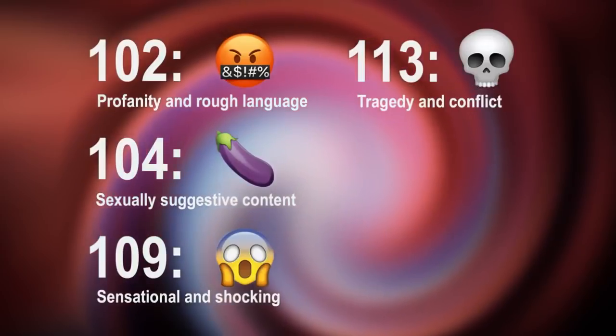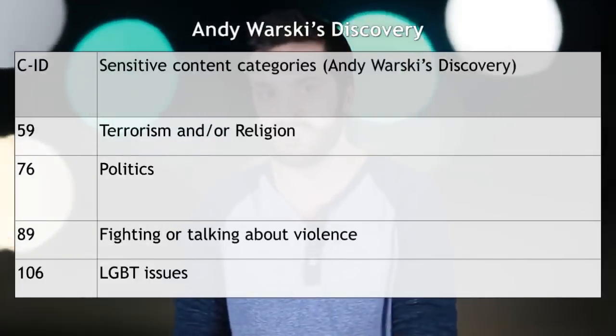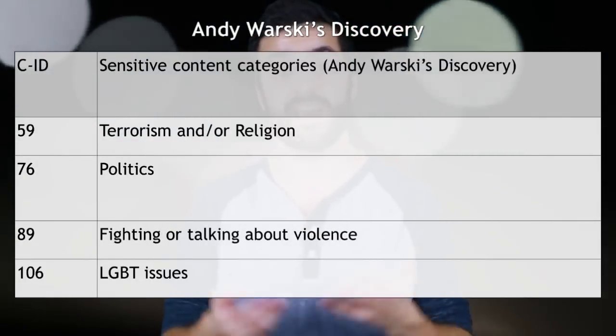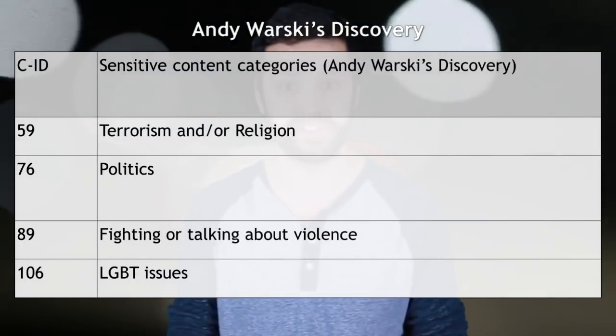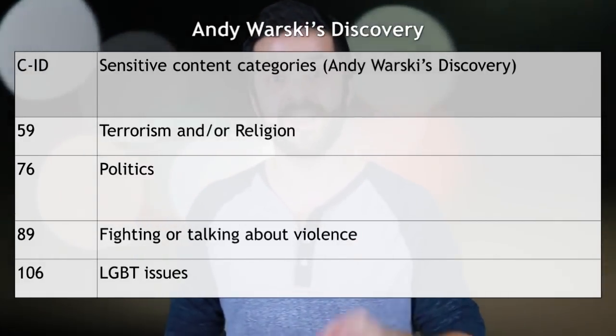Nerd City found out that 113 means tragedy and conflict, Andy Warski found out that 59 is terrorism and/or religion, 76 is politics, 89 is fighting or talking about violence, 106 means LGBT issues, and during his livestream he found out that there's also a tag that says promote terrorism.